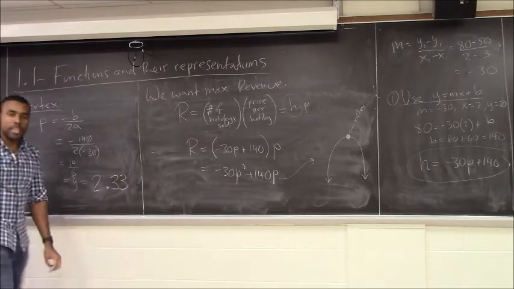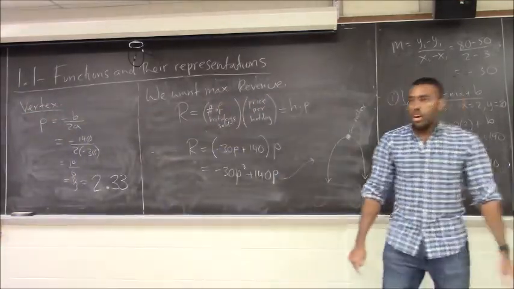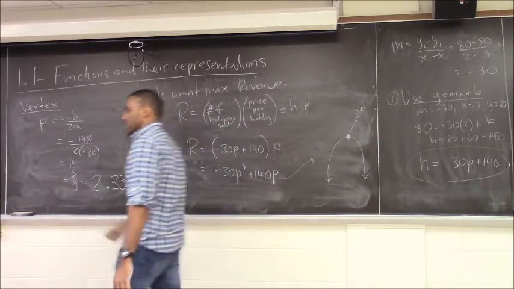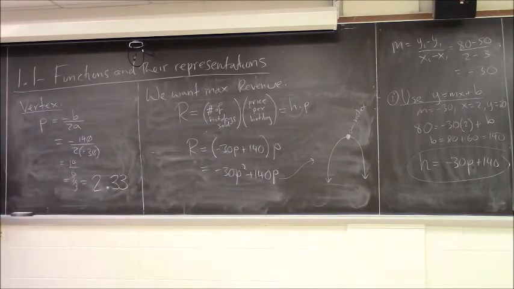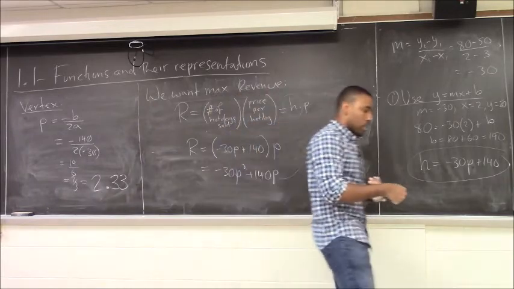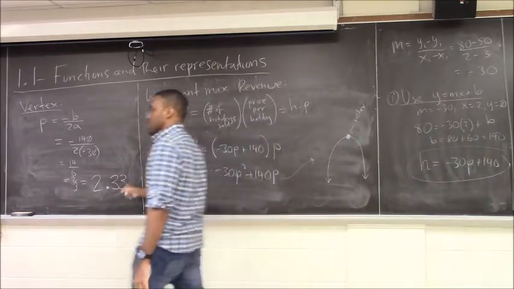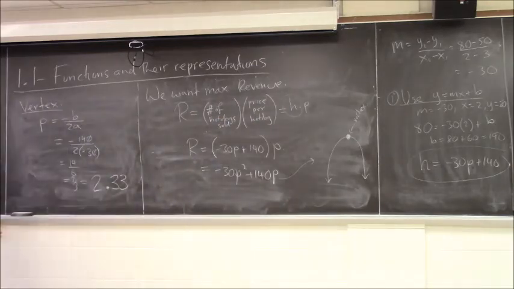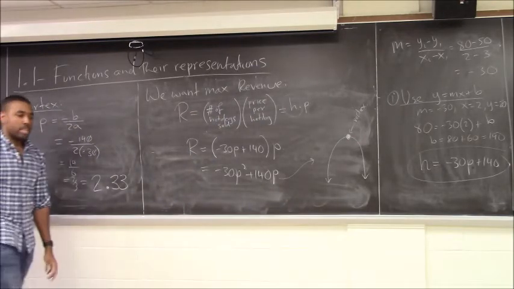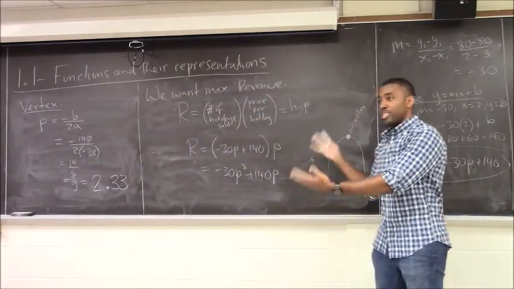$2.33 is the best price to sell the hot dogs for. So under these assumptions, assuming that price and the number of hot dogs I sell has a linear relationship, and assuming that if I charge $2 I will sell 80 and if I charge $3 I will sell 50, the best price to sell it for is $2.33. I will make the most money by selling it for that price. And I answered that using functions.